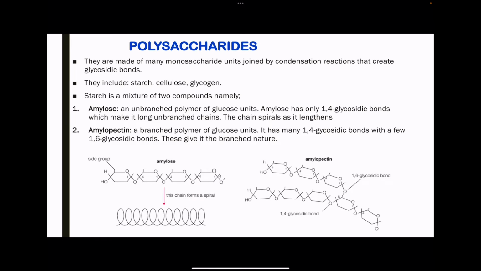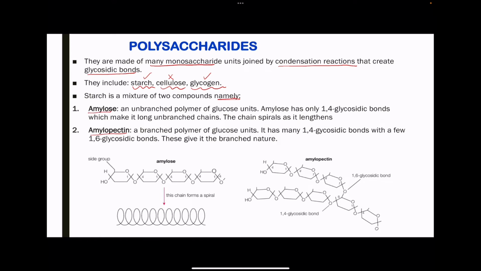When we go to polysaccharides, polysaccharides are made when many monosaccharide units join together again in condensation reactions to create glycosidic bonds. So some of these polysaccharides include starch, cellulose, and then glycogen. So we will talk more about cellulose a little bit later, but we're going to be interested in starch as well as glycogen. So I'll begin with starch. Starch is a mixture of two compounds. These include amylose as well as amylopectin.